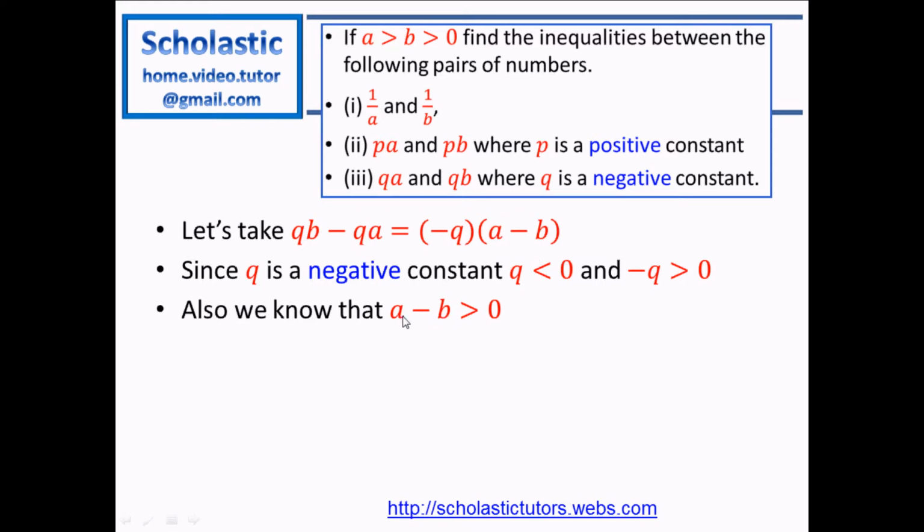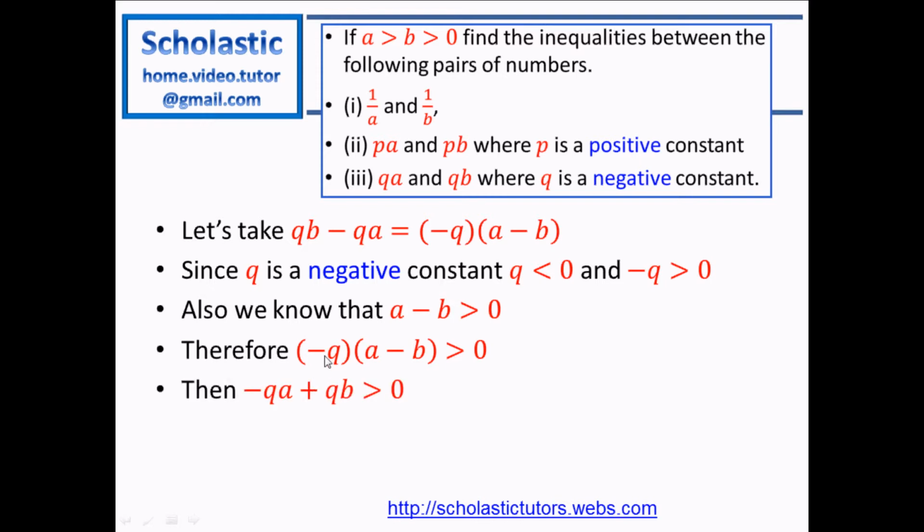So now we have two numbers, a minus b greater than 0, negative q greater than 0. Negative q times a minus b, both are greater than 0. Therefore, negative q times a minus b is greater than 0. Then we can expand this one, negative q times a, negative qa, plus negative q times negative b, positive qb, greater than 0. Now we take negative qa to the right hand side to conclude that qb is greater than qa, which is the answer. Basically, this is the inequality between qa and qb when q is a negative constant.